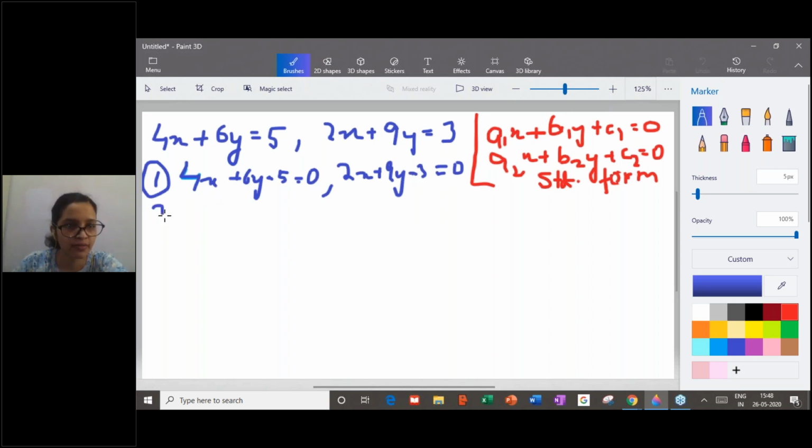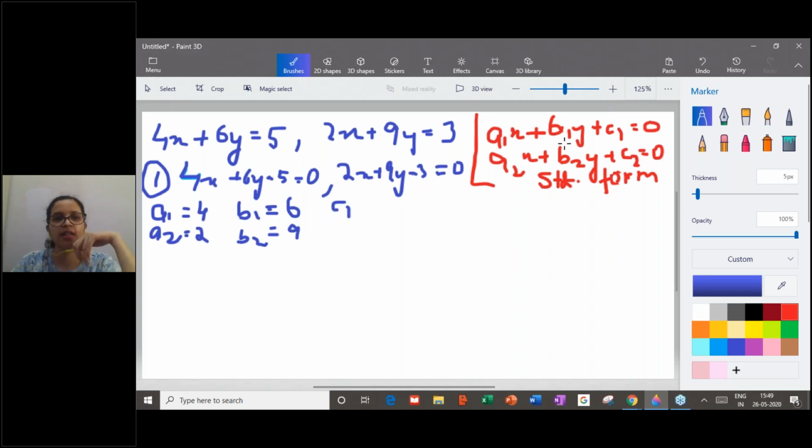Now you write the values of a1, a2. What is a1? 4. What is a2? 2. What is b1? Check the sign and write. Here it's positive, so it will just be 6. b2 is plus 9, so just 9. Now c1, see, in the standard form everything is in plus, right? So if it is a negative, you have to consider that sign too. So c1 will be minus 5 and c2 will be minus 3.